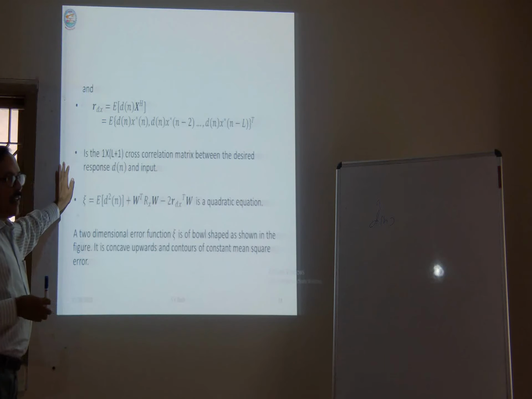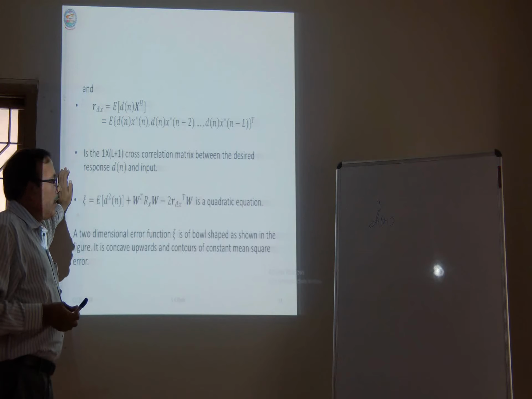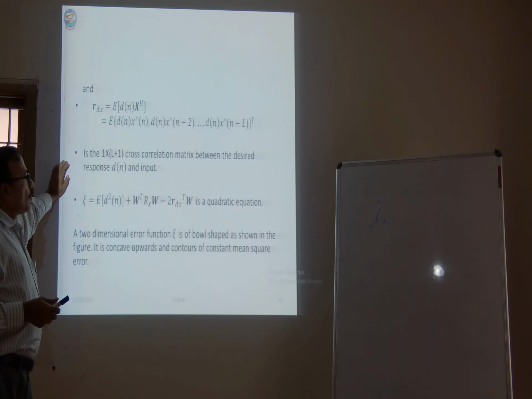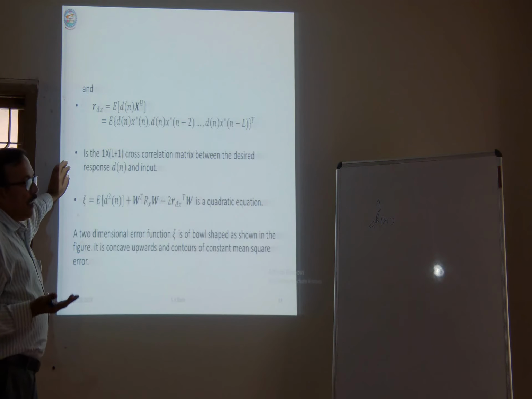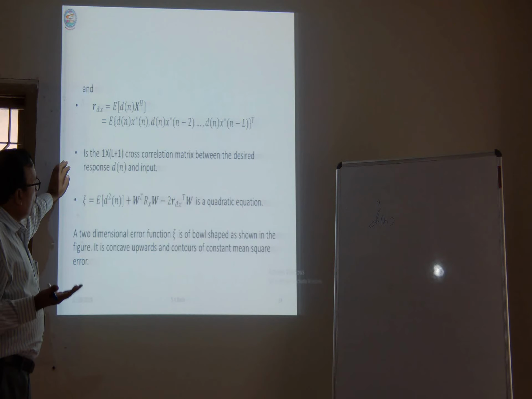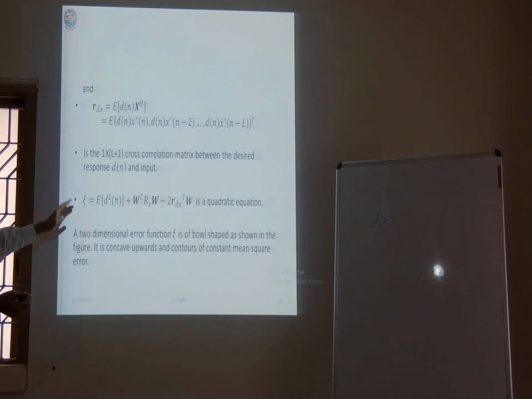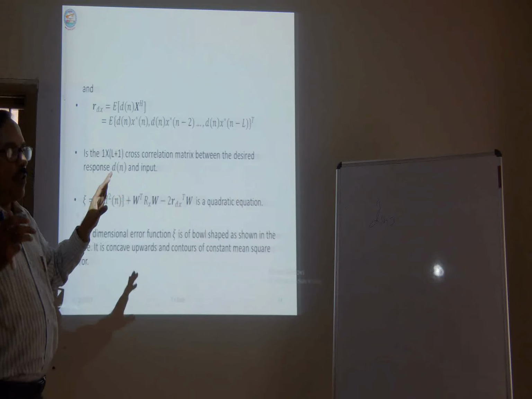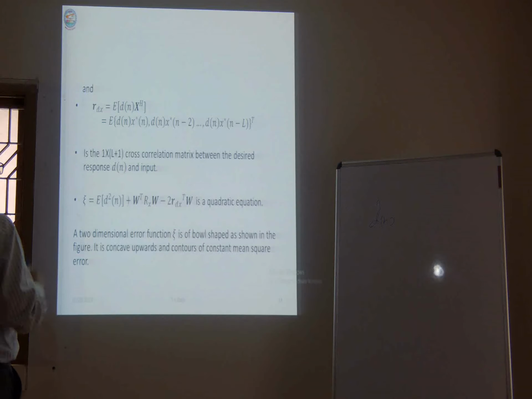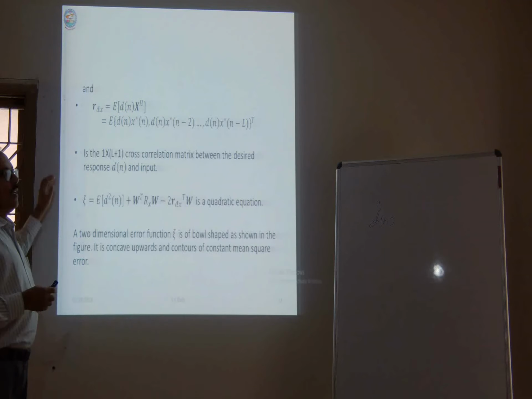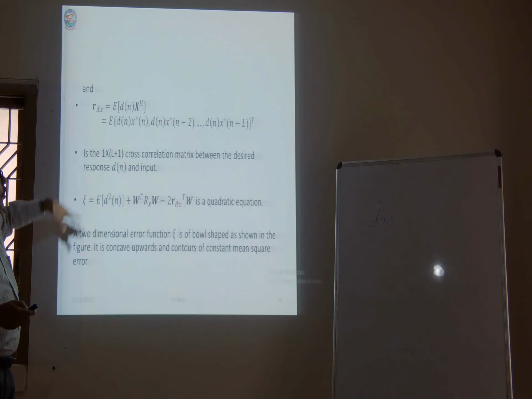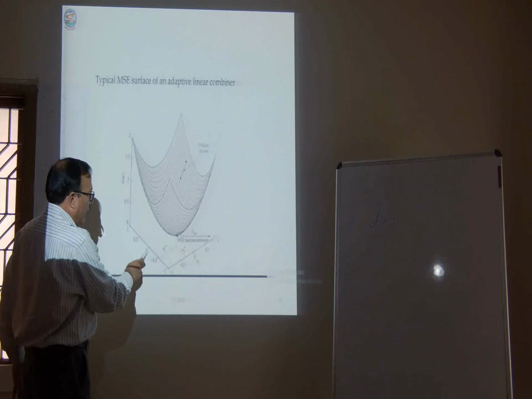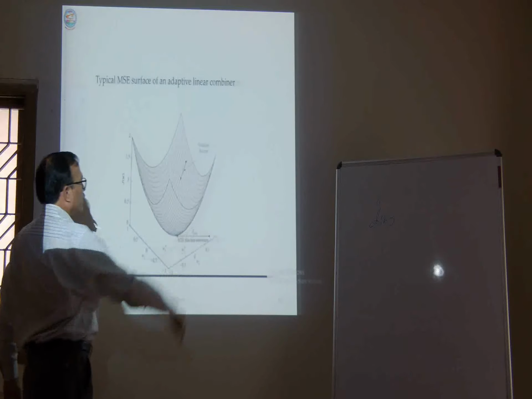If L is very large, that means more than 3, then it is impossible to draw the error performance function. So to see how the error performance function looks, we will take only two weights, W1 and W2, instead of W0, W1, W2 up to WL, and see how the error performance surface looks. Next. Here we have taken W1, here W2, and this is the mean square error surface.